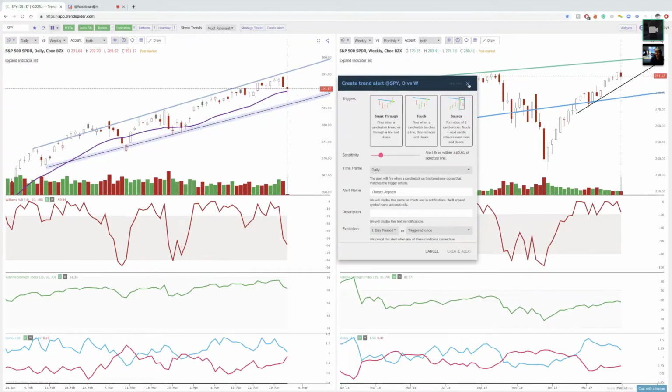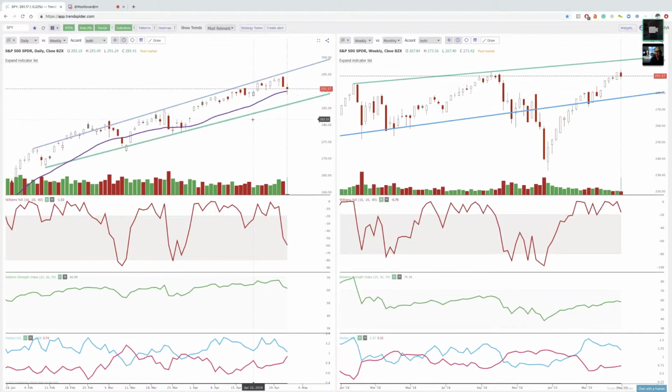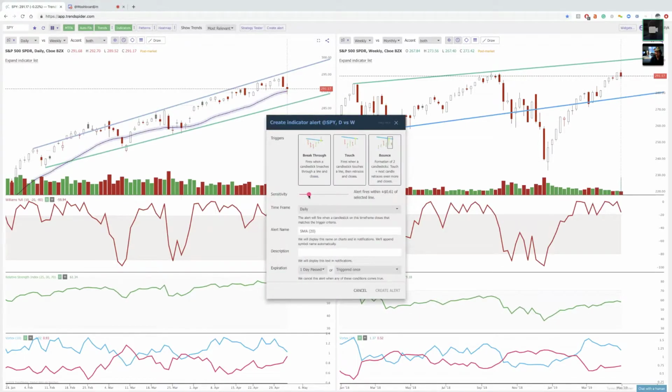Now, from another standpoint, we could also create an alert on this moving average itself. Maybe I wanted to really just be alerted whenever the price action gets anywhere near this purple area. This would be more of a very close alert to the price action. The one below is more of a channel test.